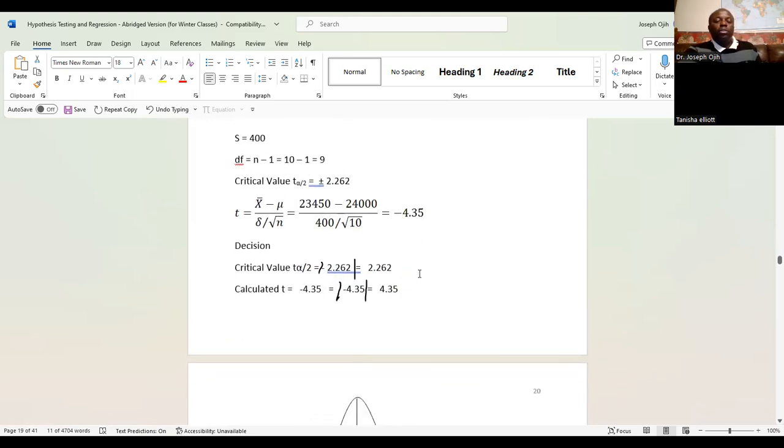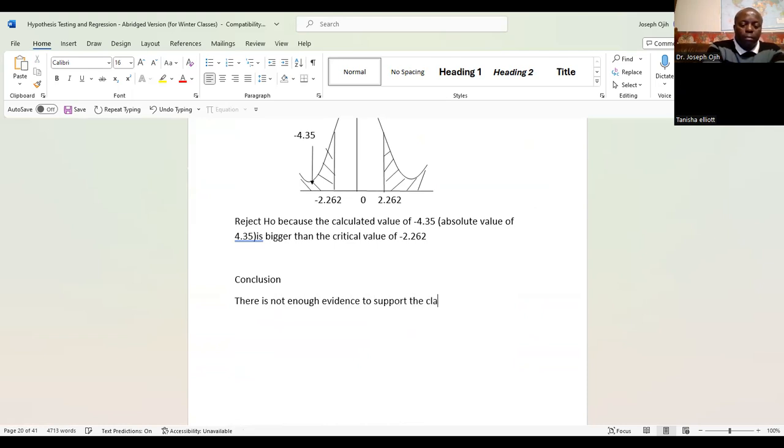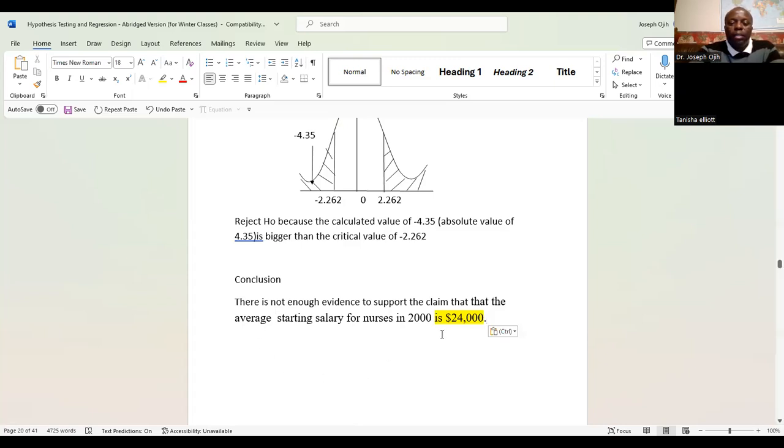Okay. So it says here, since we rejected it, we can say there is not enough evidence to support the claim that the salary of nurses during that year is 24,000.